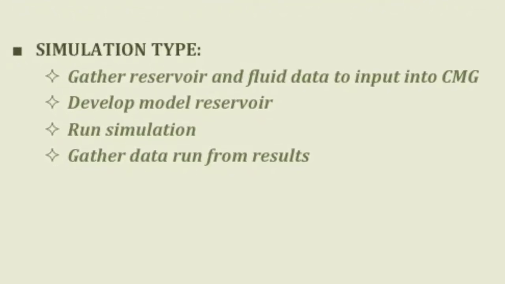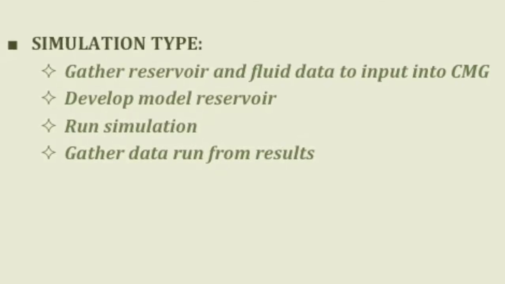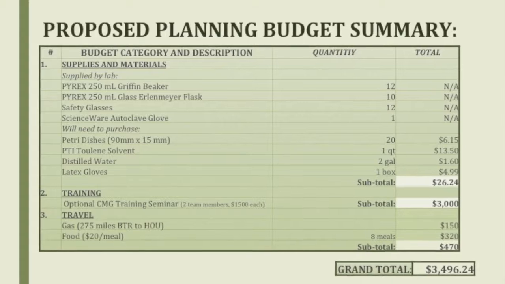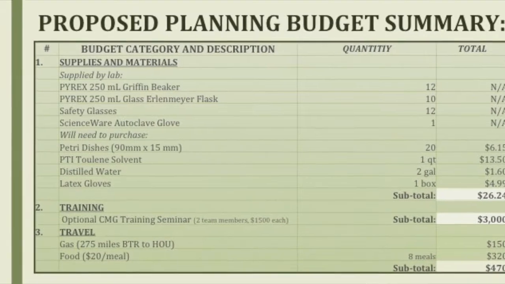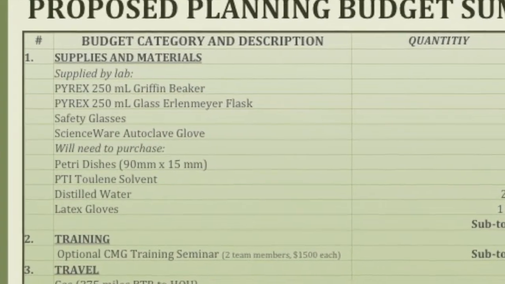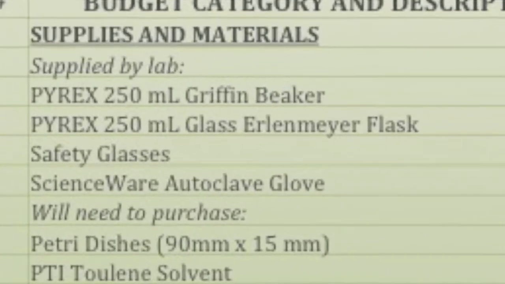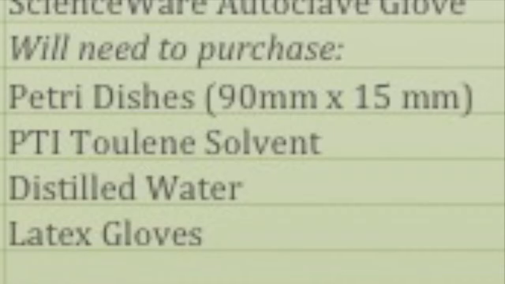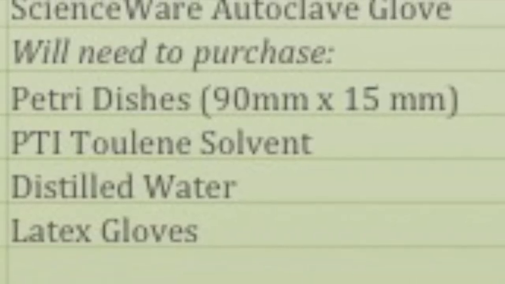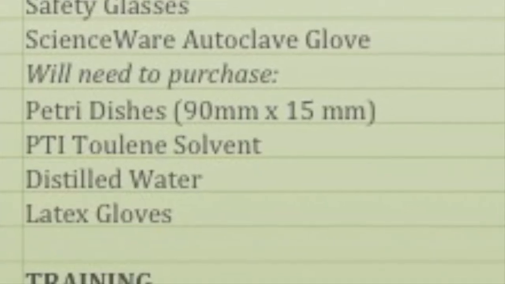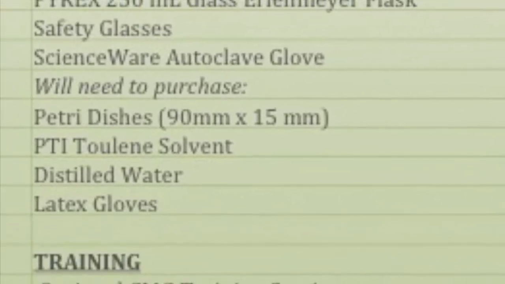Now that we have an experimental procedure in place, we need to begin looking at what goes into the experiment and how to budget for it. Items that will not be included in the budget because they are provided by LSU are the oven, the brine solution, the shale cores, the carbonated brine, the Pyrex beakers and Erlenmeyer flasks, and the autoclave glove. That means we will need to budget for petri dishes, toluene solvent, distilled water, and latex gloves.